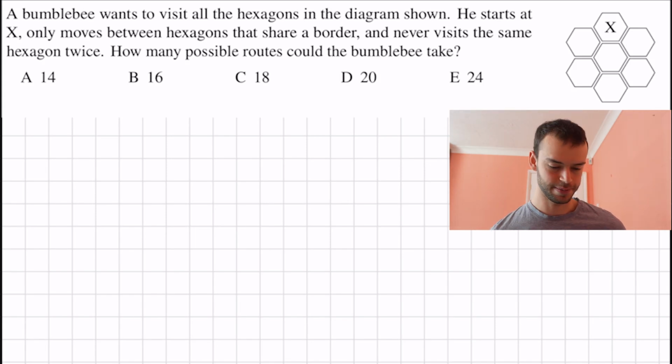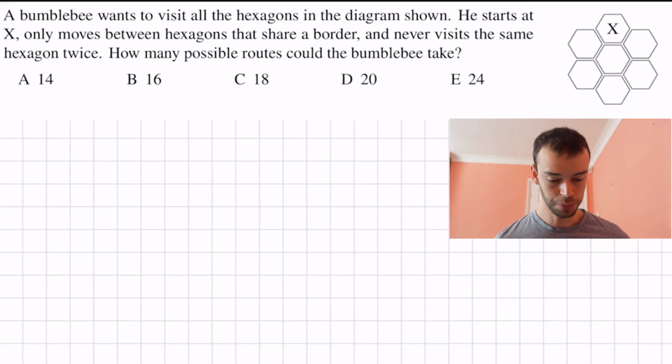Let's have a read of it together. So we have a bumblebee who wants to visit all the hexagons in the diagram shown. He starts at X, so he starts at the top, only moves between hexagons that share a border, and never visits the same hexagon twice. How many possible routes could the bumblebee take?